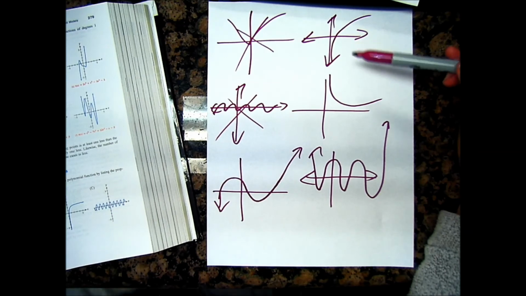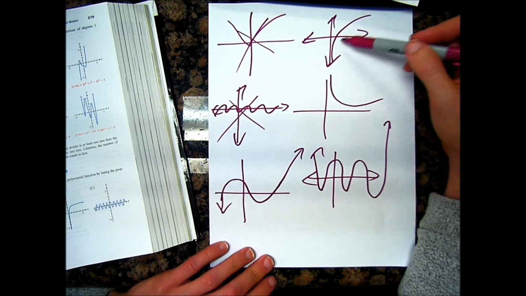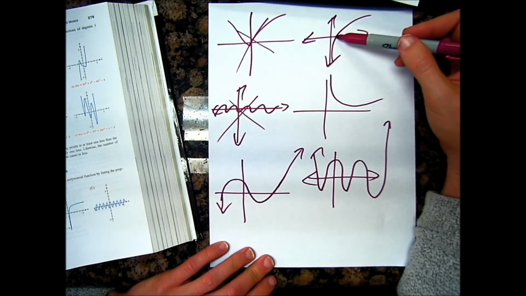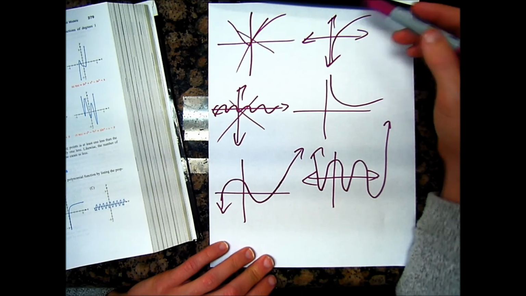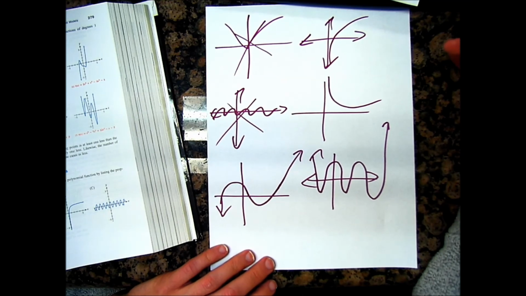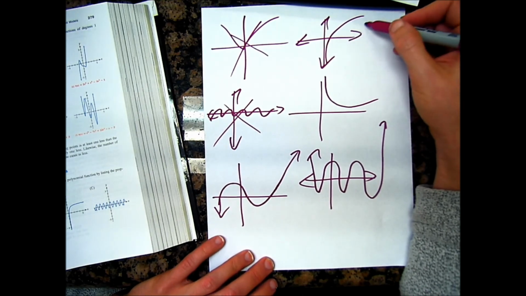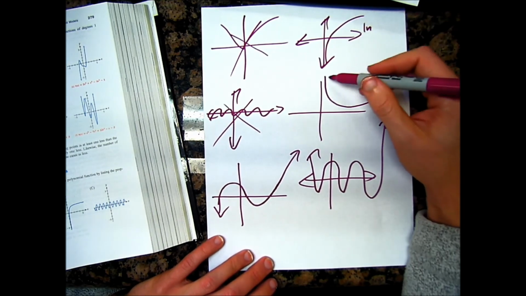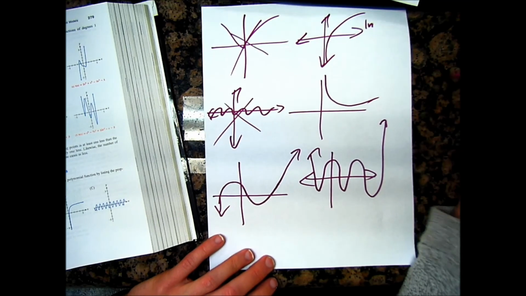This will never cross the y-axis, and that's not the behavior of a polynomial. It should be able to go as far to the left and right as possible. So this is some sort of a natural log function. This is not a polynomial for similar reasons.